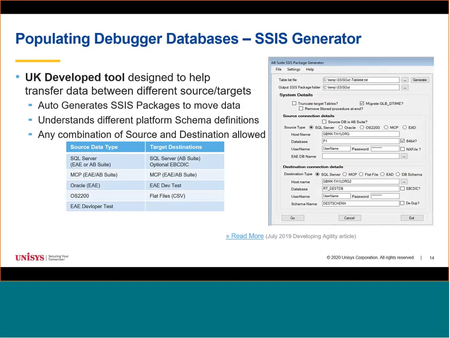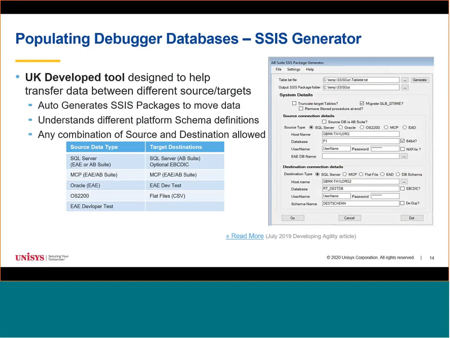As an alternative to that, we've developed a tool here in the UK called the SSIS Generator. What this tool is designed to help with is the transfer of data between different source and target platforms. And when I talk about source and target, I talk about EAE or AB Suite source and target. So it's specifically tailored to cope with, and understands, the differences in naming conventions of EAE and AB Suite databases that have been created on those different platforms.